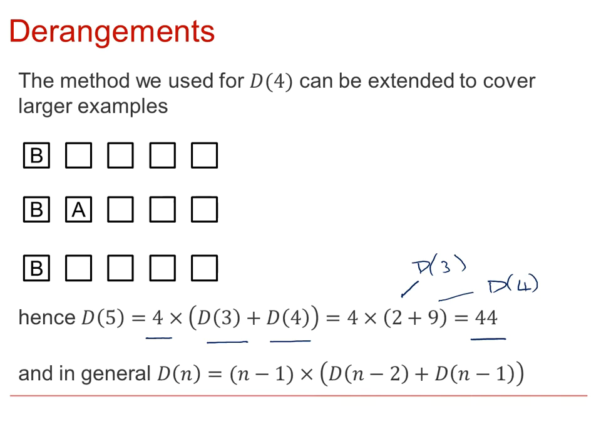There is no need to memorize this, but it is important to understand where this recurrence relationship comes from. And we can see that the number of derangements builds quite rapidly. So for example, D of 2 equaled 1, D of 3 equaled 2, D of 4 equaled 9, but D of 5 is 44.